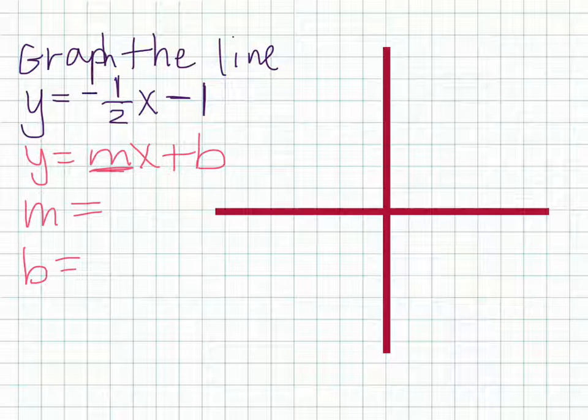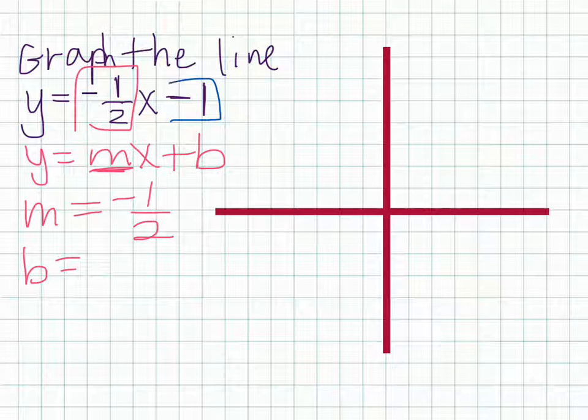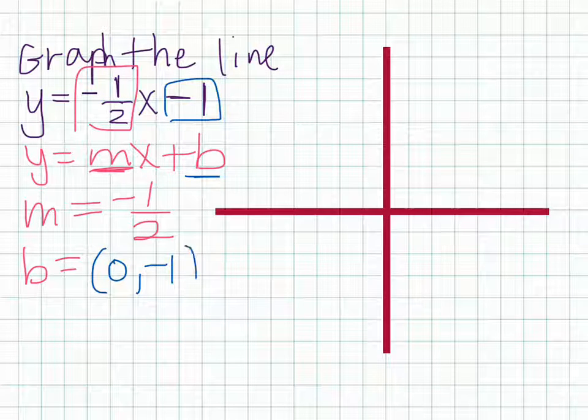So let's talk about what is the slope and what is the y-intercept here. The slope is our m, which is this negative 1 over 2. And then we also have our y-intercept, which is our b here, which is negative 1. I'm going to put that as an ordered pair. I think that will help us when plotting this, okay? Remember, your y-intercept is always 0, comma, whatever the b is.